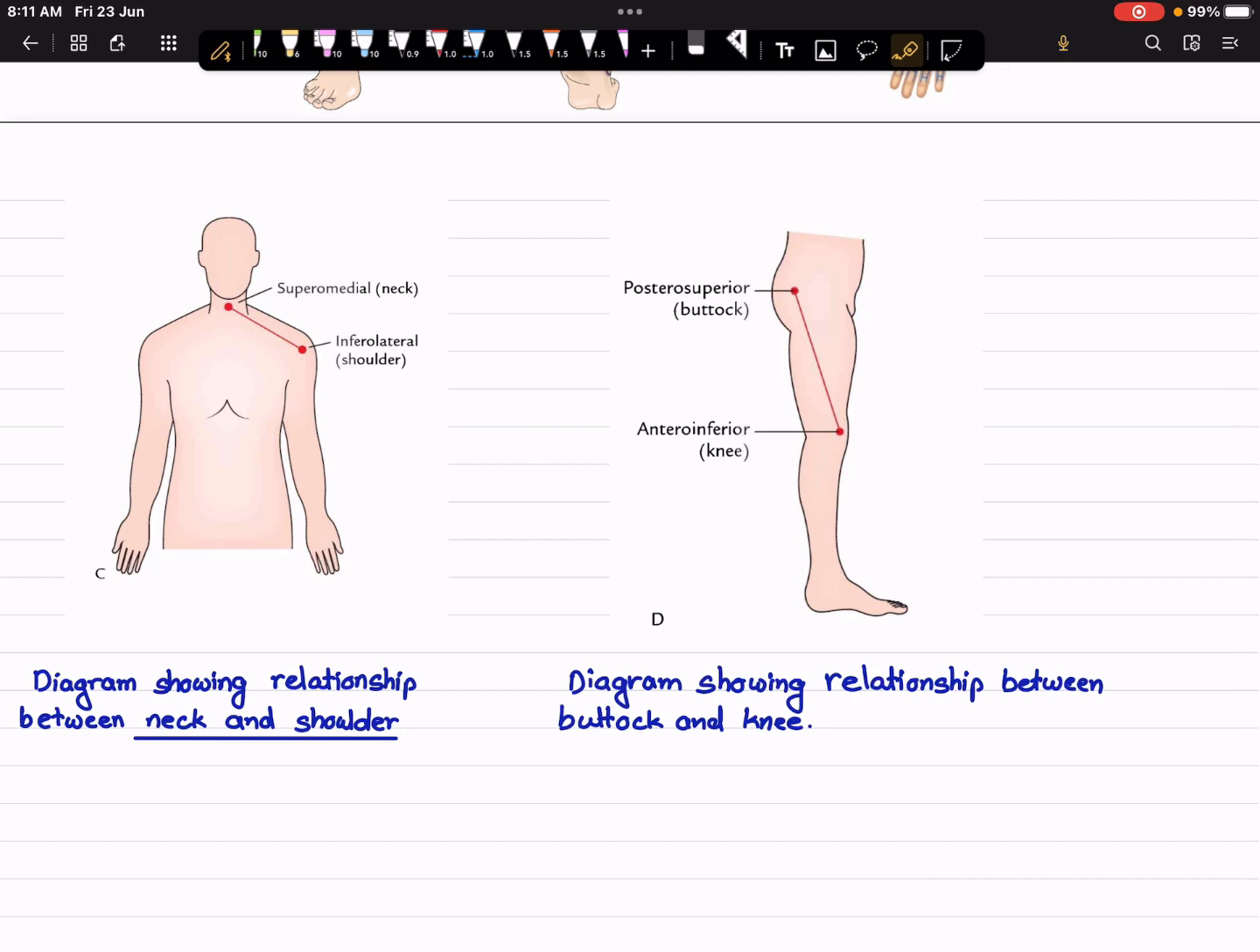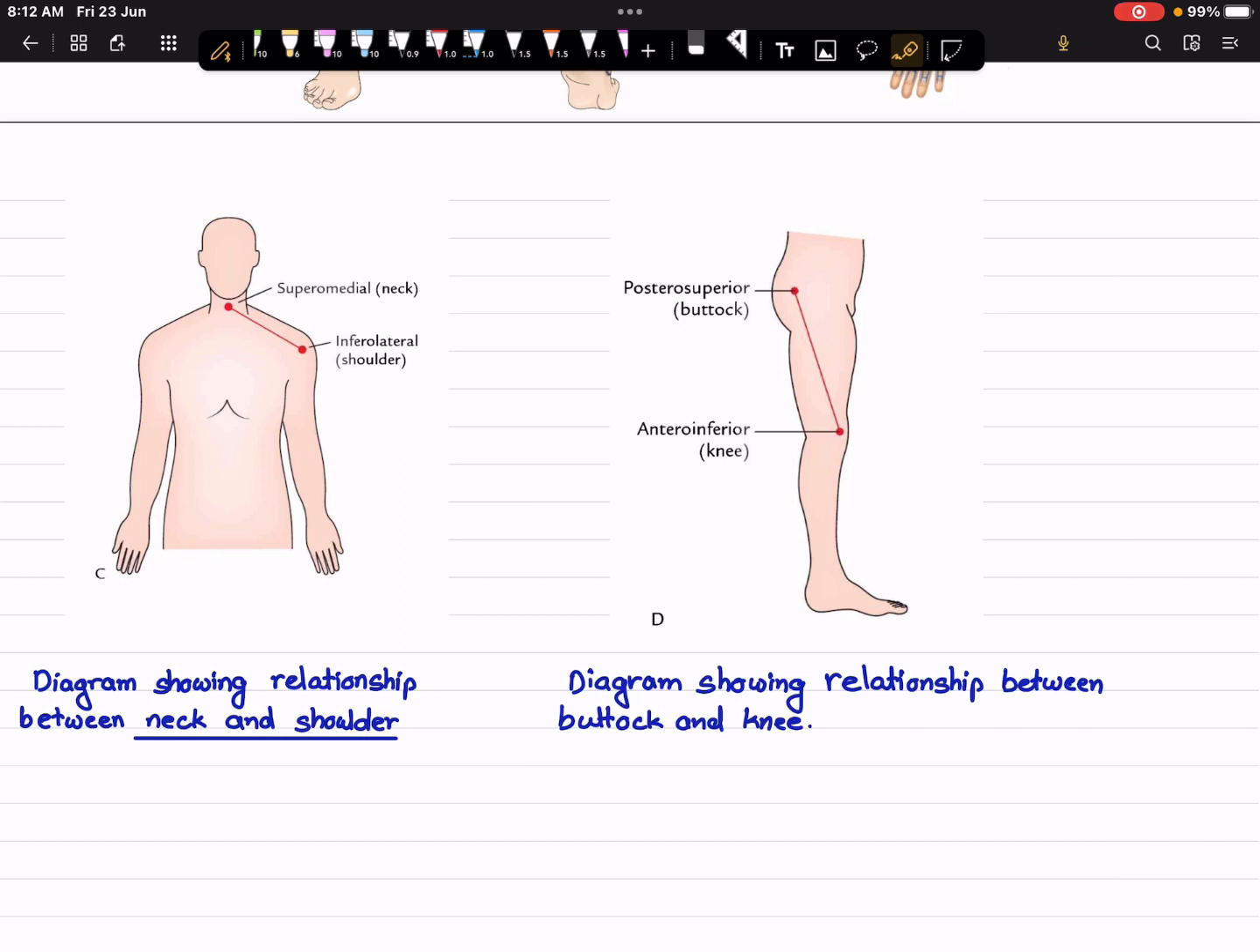Now these are the two diagrams which show the relationship between the neck and shoulder. When we trace from the shoulder to the neck, we are going in this direction, so we are going superiorly as well as medially. So the neck is placed superomedially as compared to the shoulder. When we go from the neck towards the shoulder, we are going inferiorly as well as laterally. So the shoulder is placed inferolaterally in relation to the neck.